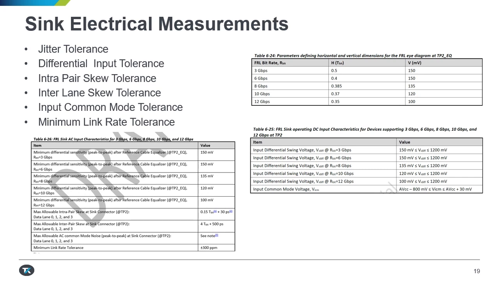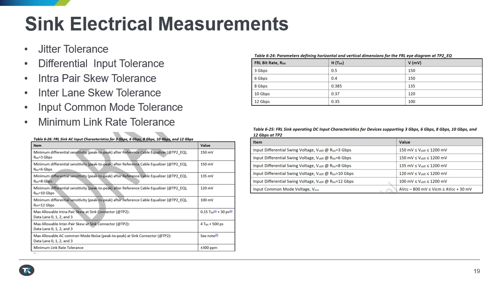Here are the test lists and their limit values. The first one is about the FRL sink AC input characteristic for 3 Gbps, 6 Gbps, 8 Gbps, 10 Gbps and 12 Gbps. The minimum differential sensitivity for the sink to respond is 150 mV for the data rate at 3 Gbps, and at 12 Gbps the sensitivity limit is 100 mV peak to peak after the reference equalizer is applied.